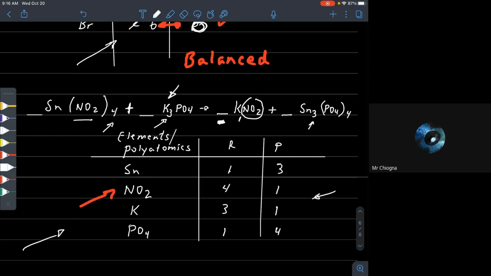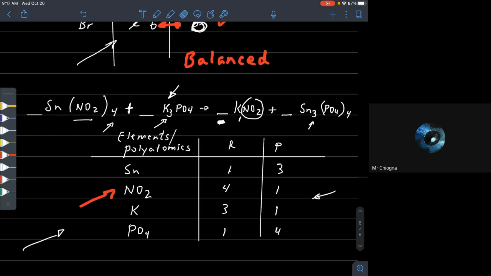Okay, there's 3 potassium on the left. Let's try 3 on the right. Put a 3 in front. Is that going to work? No, that's not going to work either. Okay, I can tell just by looking at it. That won't work.